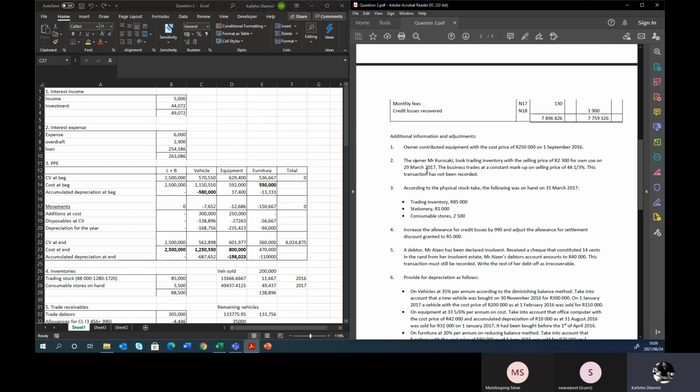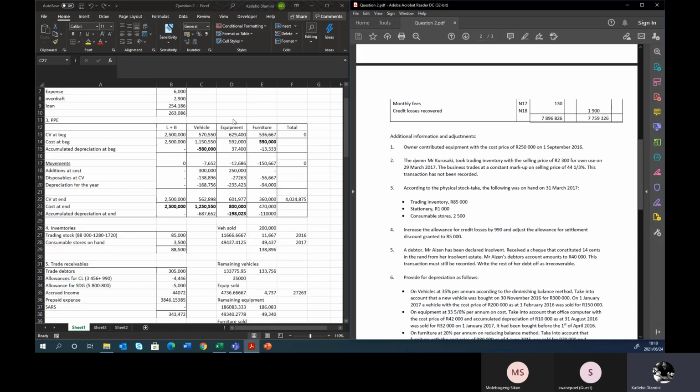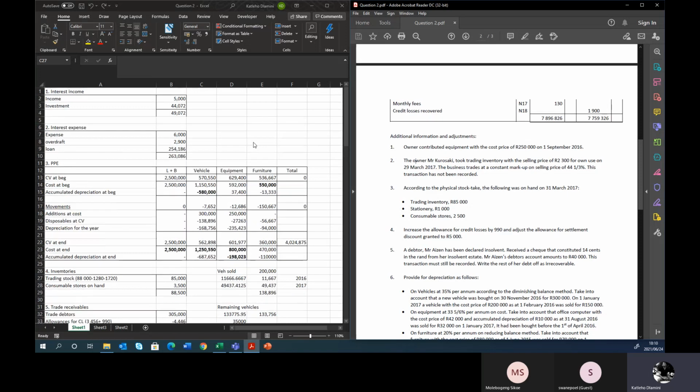The second one, the owner, Mr. Korisaki, took trading inventory with the selling price of 2,300 for own use on the 29th of March 2017. The business trades at a constant markup on selling price of 44.33%. This transaction has not been recorded. So remember I showed you how to do markup. I'll come over here for a second because this is the only place I have space. I'll write gross margin. I'll go cost price. I'll go gross margin.